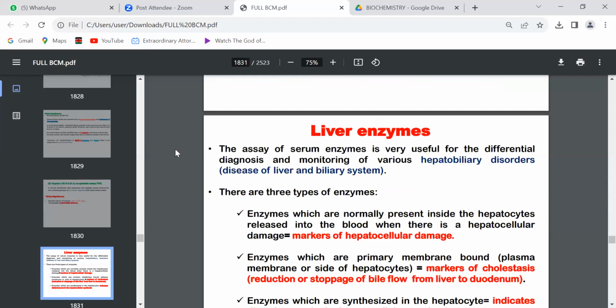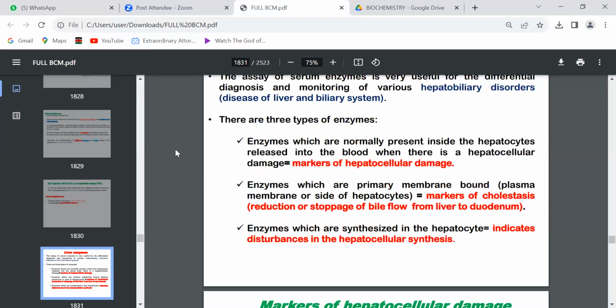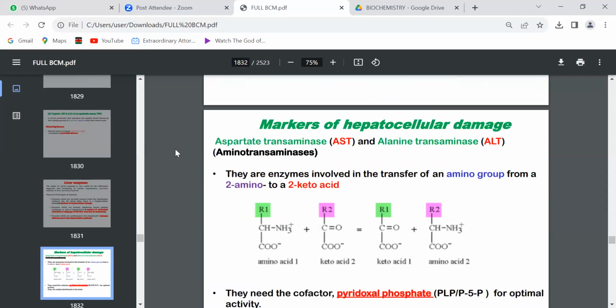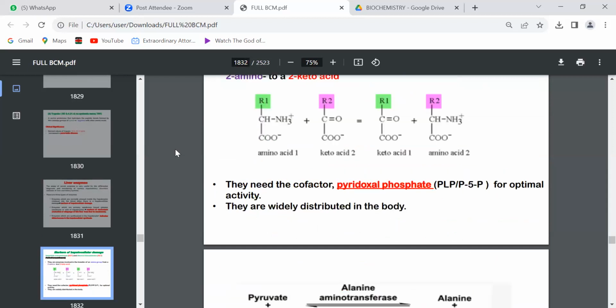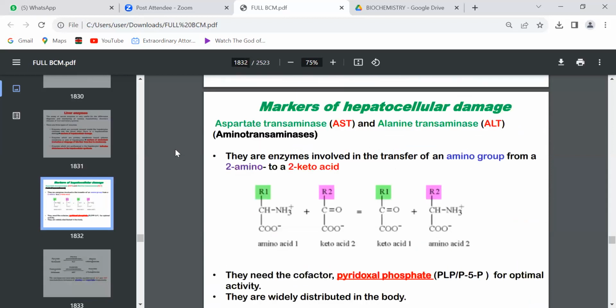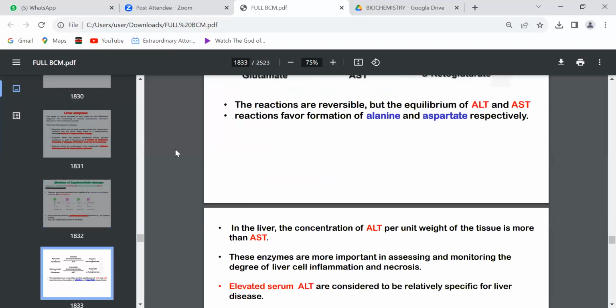Now, for example, for the liver enzymes, for the markers of hepatocellular damage, you have AST and ALT. But of course, they will not increase in proportional levels, and the enzymes are not only in the liver. So you can't just assess one of them and then say there's a problem with the liver. You have to do a number of enzymes, and if one has isoenzymes, you also have to do those.